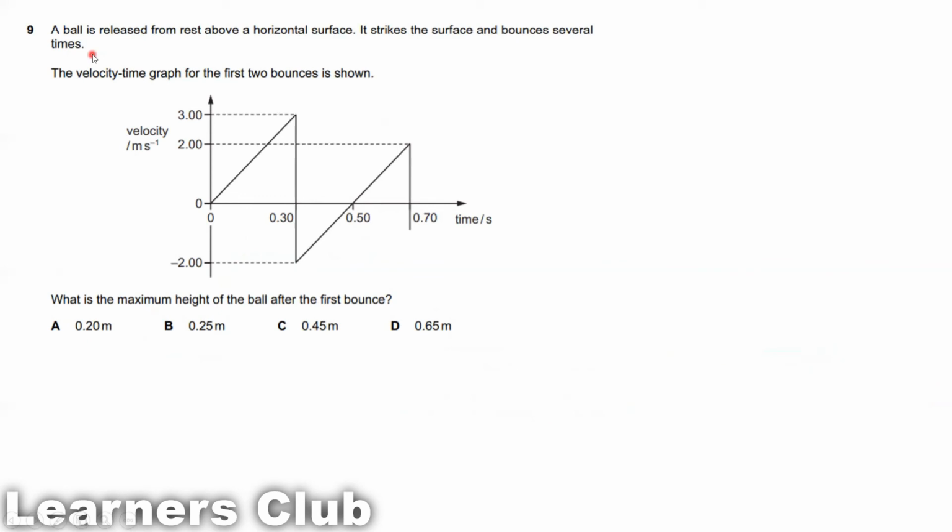Question 9. A ball is released from rest above the horizontal surface. It strikes the surface and bounces several times. The velocity time graph for the first 2 bounces is shown. What is the maximum height of the ball after the first bounce?